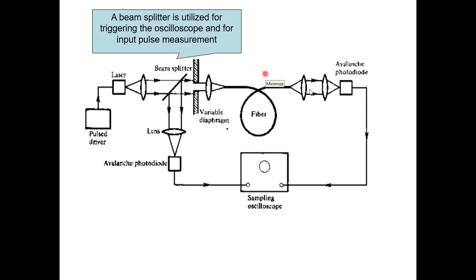In your CRO, you might not have used it for almost a year and a half. So CRO gives measurement in the time domain. I note down the input pulse width, I note down the output pulse width, and then I see how the pulse has broadened. So this is one set of measurement.